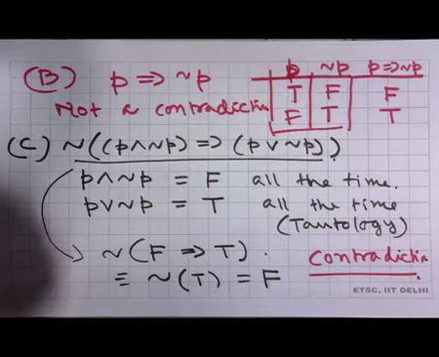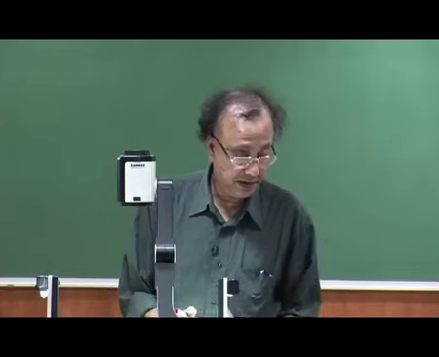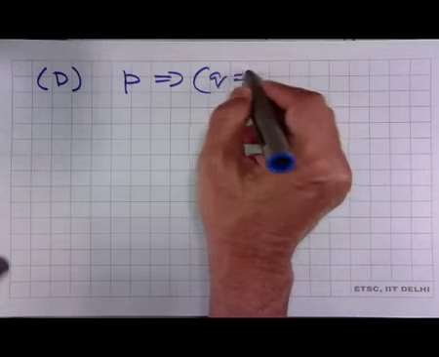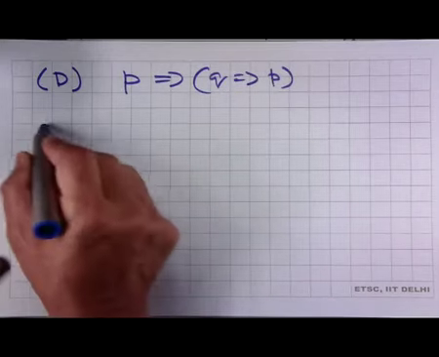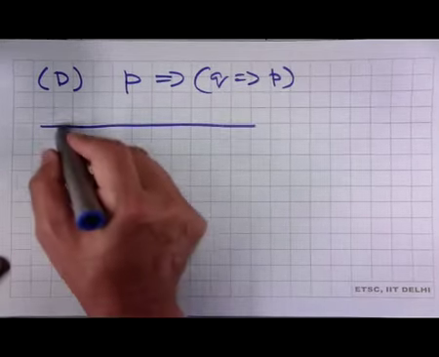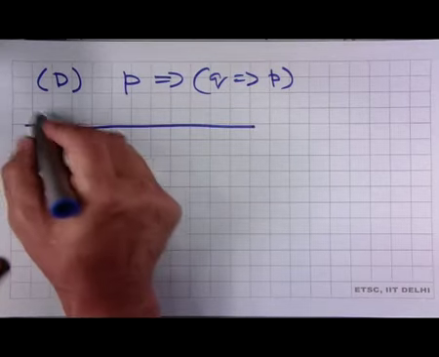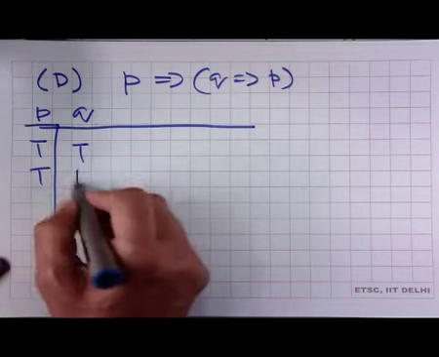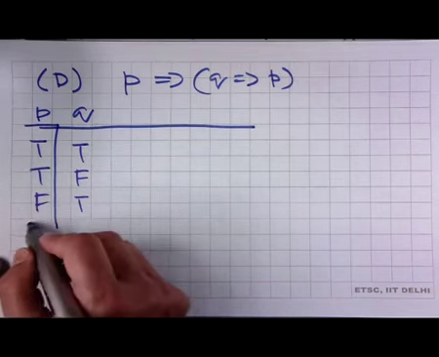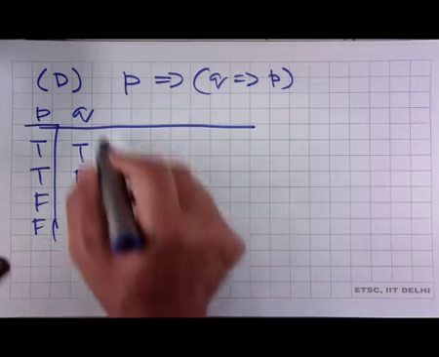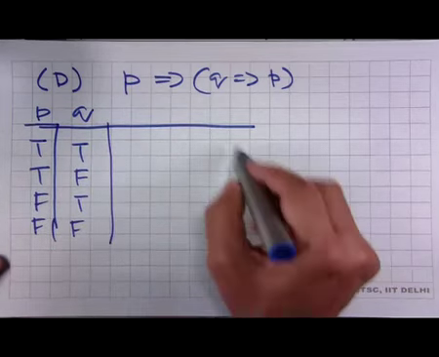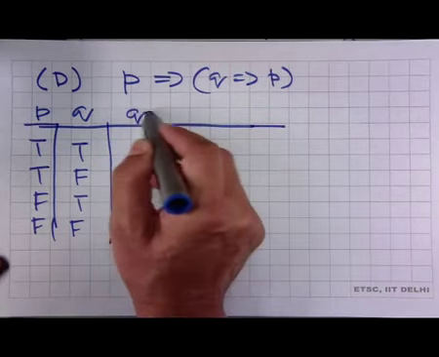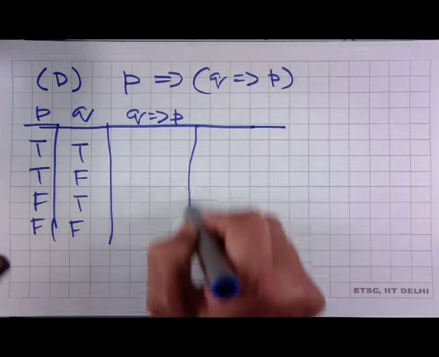Finally, we look at the fourth problem, which is P implies Q implies P. How to do it? Again, we do it in the following way. We draw the truth values for P Q: T T, T F, F T and F F. Now, we look at Q implies P. How does it look?